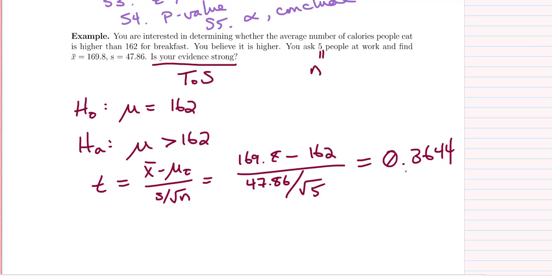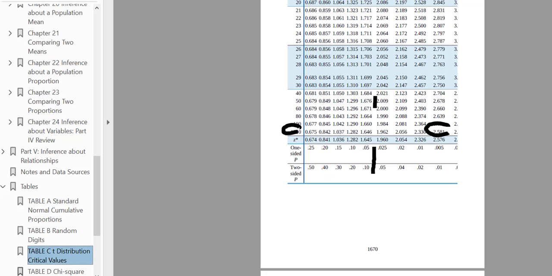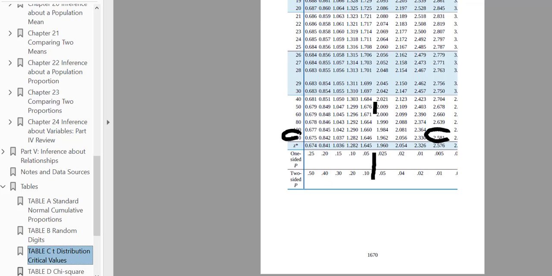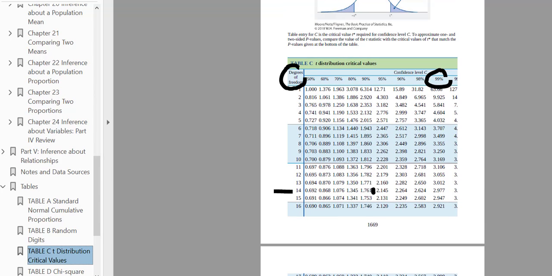So we have t is equal to 0.3644. We know degrees of freedom is equal to n minus 1, which is equal to 4. All right, so now let's go back to the textbook, find row degrees of freedom 4, which is right here, and we want to find where our t-statistic lives. And remember, our t-statistic is 0.3644. As we move to the right, our t-stat is larger in value. So that must mean that 0.3644 lives here.